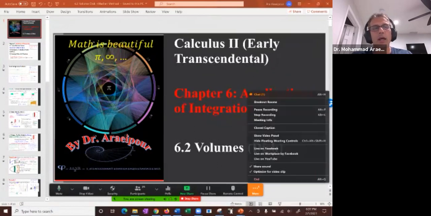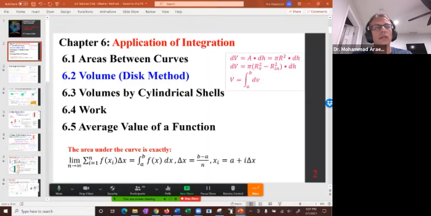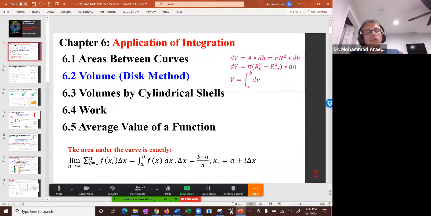So in this section, we are looking at the disk method to find the volume of revolution.